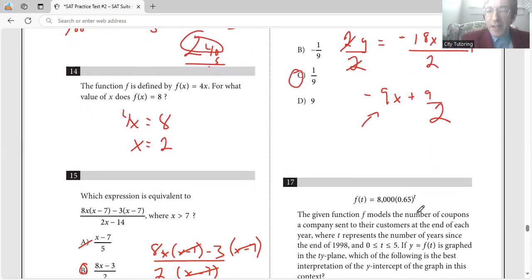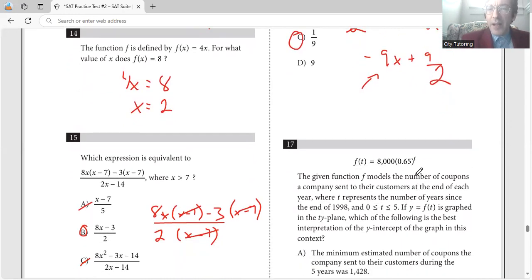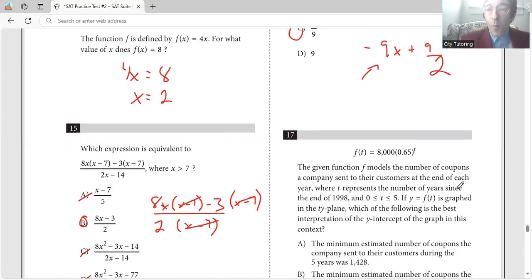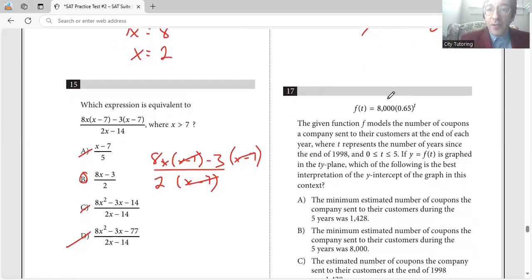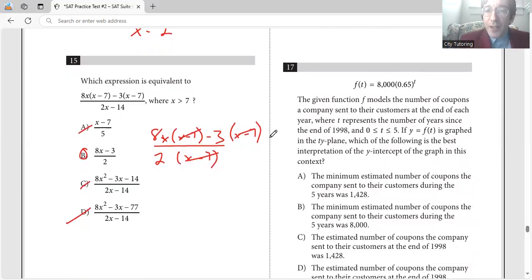What is it asking me in 17? It's giving me an exponential equation of some kind. They always ask for something like population growth. So what is it asking me? They gave me this function, and it's telling me that at the end of the year, 0 is less than or equal to t, which is less than or equal to 5. So it's asking me, what is the best interpretation of the y-intercept of the graph?